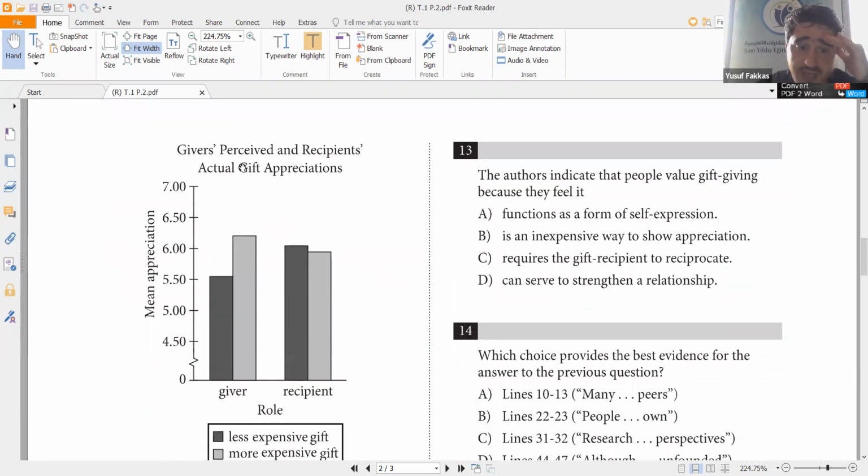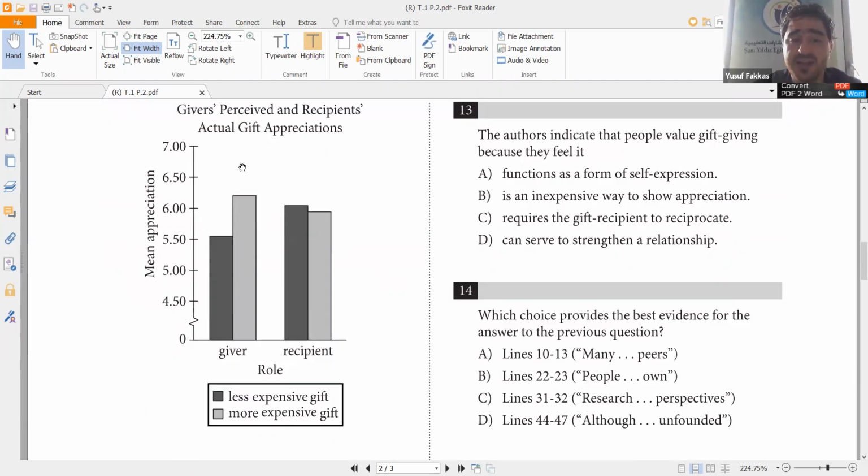Okay. And here they are just showing that in the graph again. Look at how the givers think about the appreciation and how recipients. Is it the same? No. They're asking us, what's the reason? Why isn't it the same? If we go back to the passage, we will find these three pieces of information that they're telling us about the inability to shift perspective.